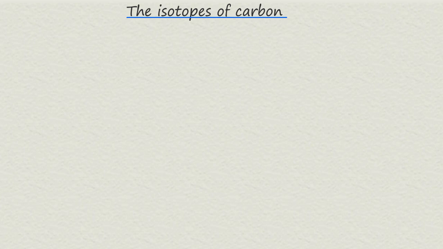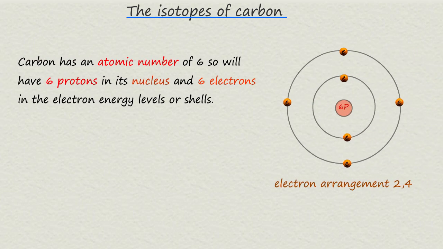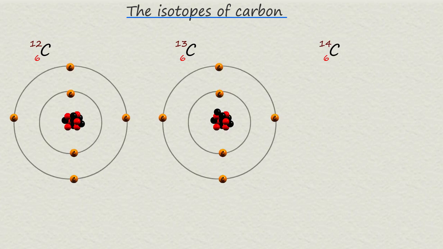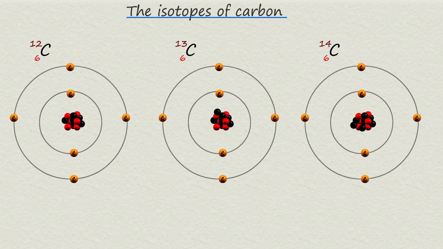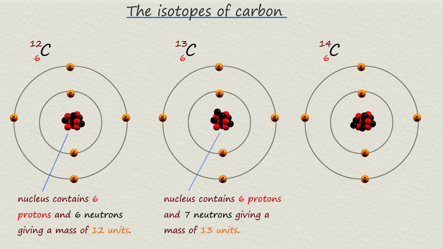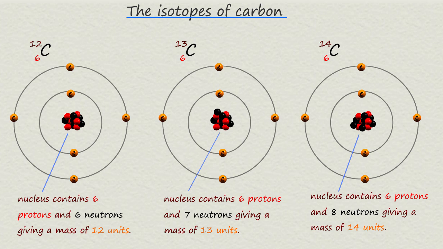The element carbon, like hydrogen, has three naturally occurring isotopes. Now, carbon is element number 6 in the periodic table, and so carbon atoms have an atomic number of 6, with 6 protons in the nucleus and 6 electrons in the electron shells or energy levels. The three isotopes of carbon, called carbon-12, carbon-13 and carbon-14, are shown on screen. The only difference between the isotopes of carbon is the presence of extra neutrons in the nucleus. The carbon-12 isotope has 6 neutrons in its nucleus, while the carbon-13 isotope has 7 neutrons in its nucleus, and the carbon-14 isotope has 8 neutrons in its nucleus.